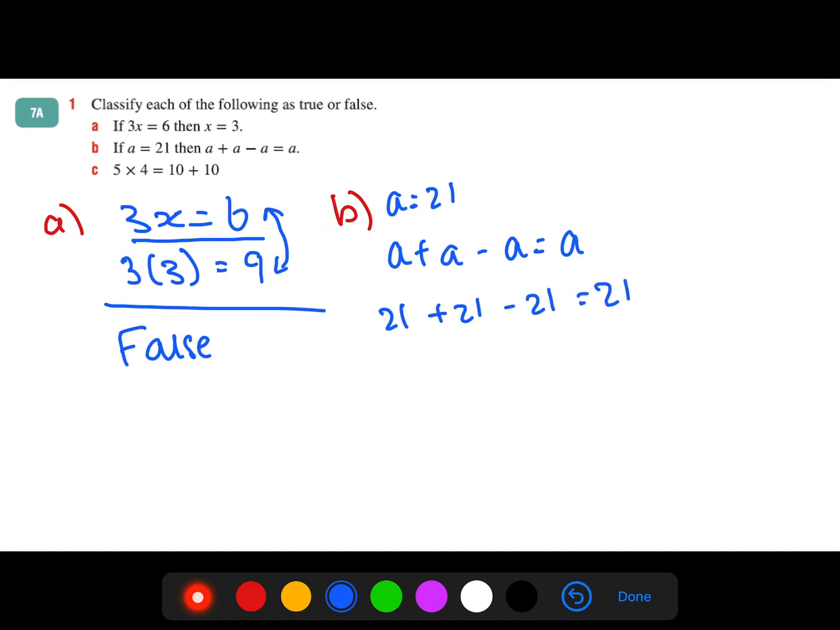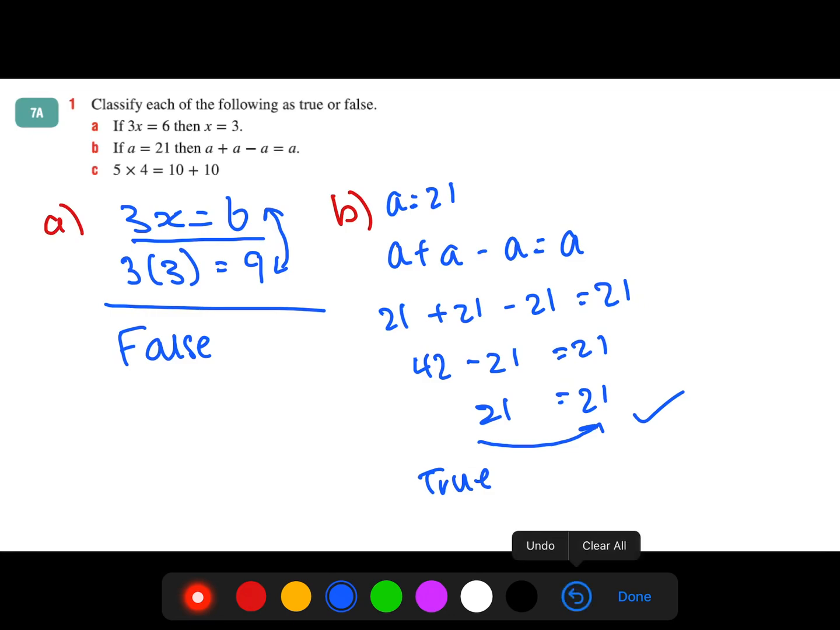So I can just do this. 21 plus 21 is 42, minus 21. Now 42 minus 21, that's 21. So I get my left hand side equaling the same amount as my right hand side. I got 21 equaling 21. So that's true. So for question 1b, the answer is true.